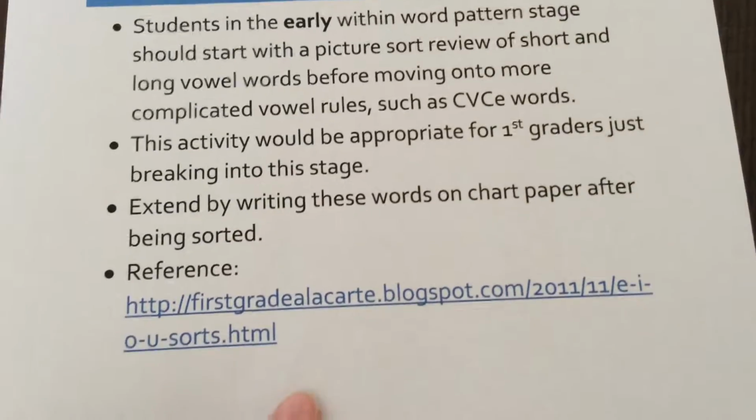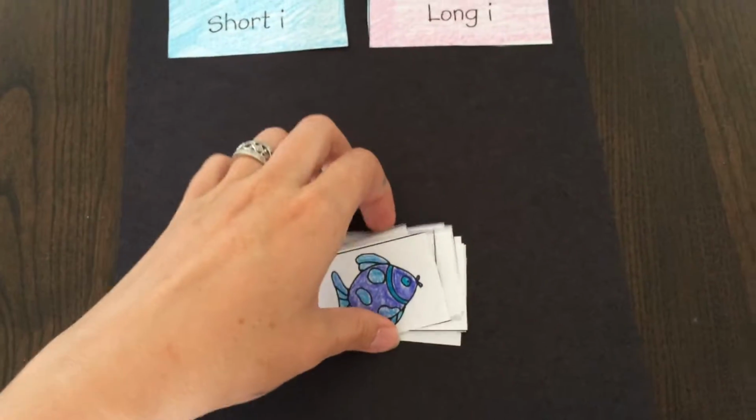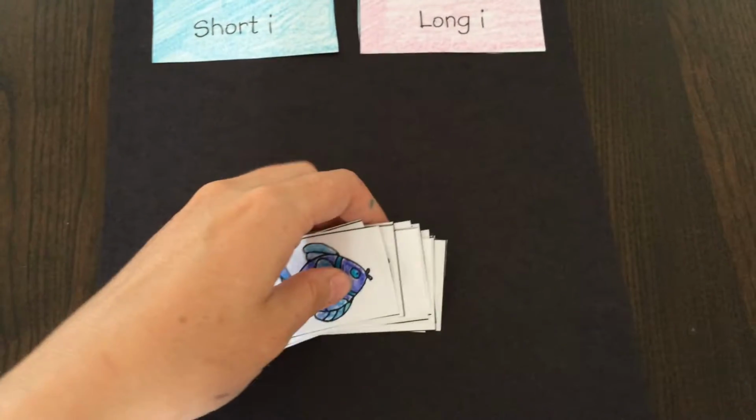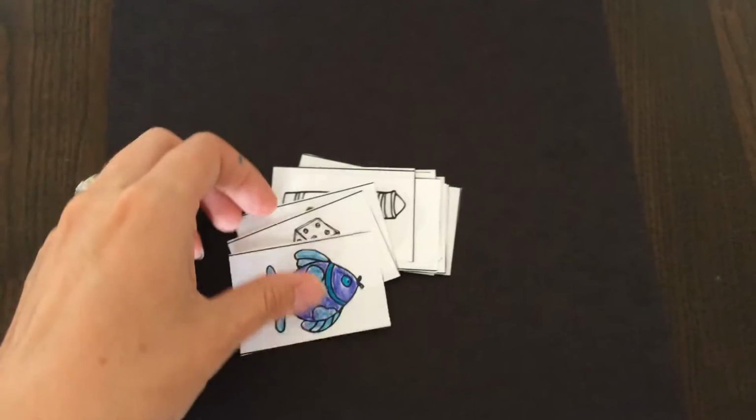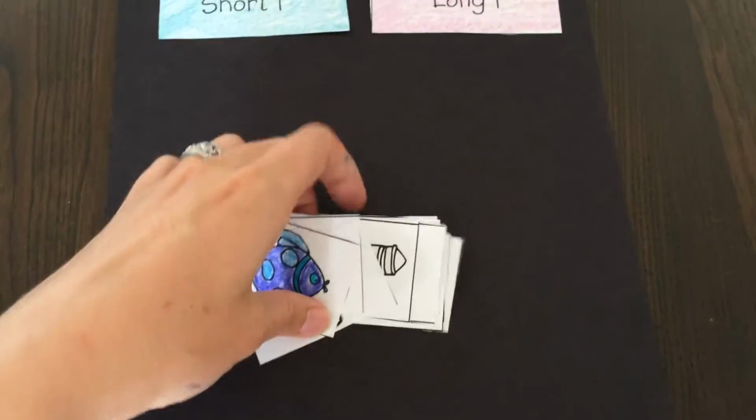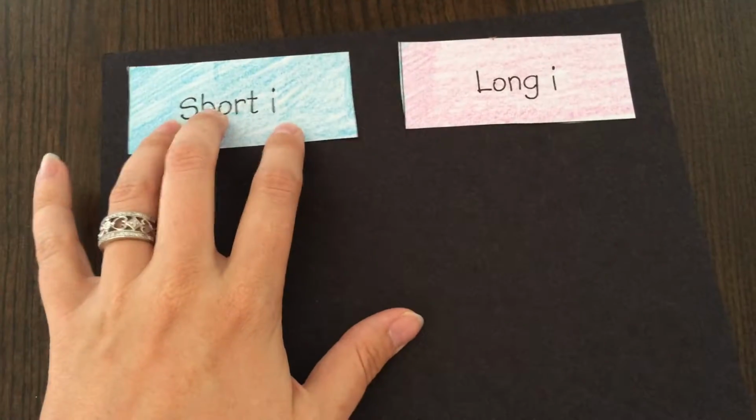So I got this paper from this blog right here. Here is the long I, short I sort. So all it is is a worksheet that prints out. You can color and cut the pictures out and then ask students to sort them according to short I and long I.